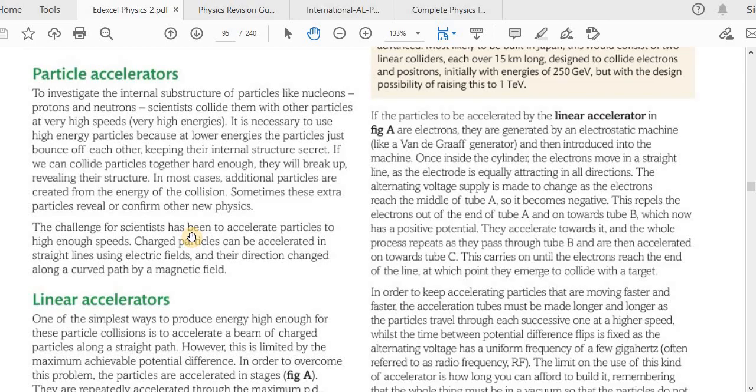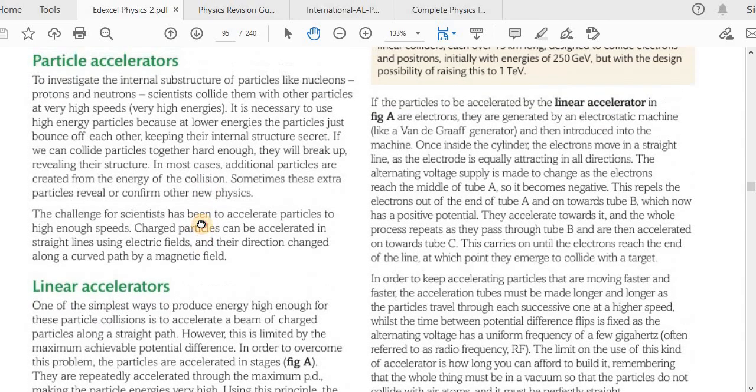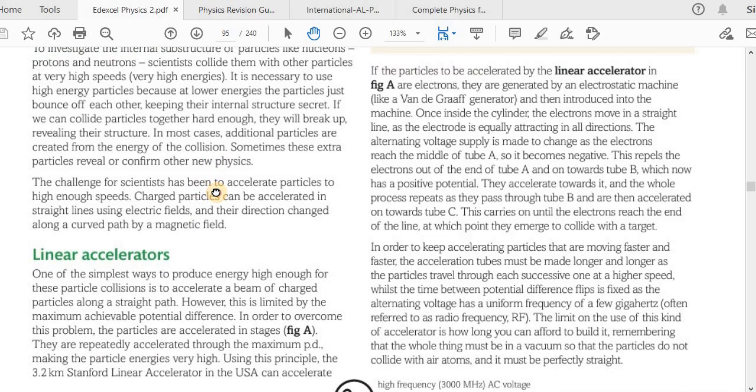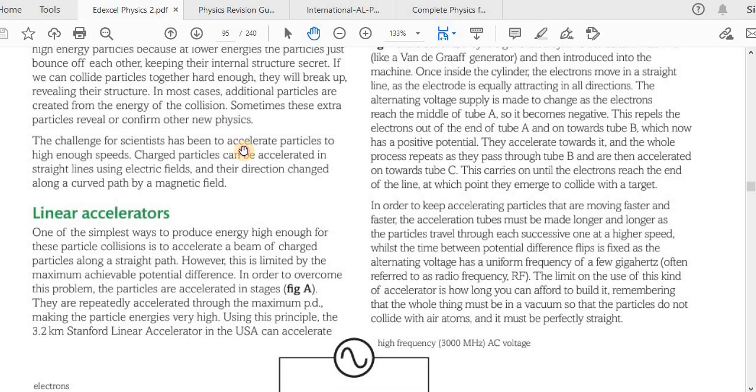So I already explained it earlier. And their direction can be changed along a curved path by a magnetic field. So when we learned magnetic fields, we already learned how to deflect a charged particle using a magnetic field. You have learned Fleming's left-hand rule also, which can be applied to find the direction that the particle is deflected, depending on its charge and the direction of the magnetic field.